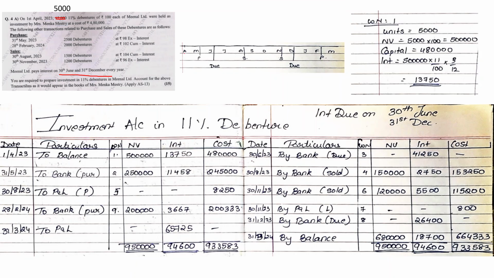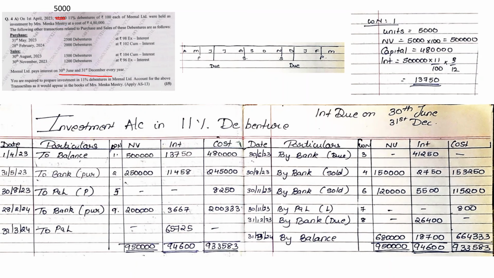So we have made a number line. April, May, June. June is the due date. July, August, September, October, November, December is the due date. There are 2 purchases, 2 sales. So I've written here on 31st May, first purchase. Then 30th August, first sale. November, we have again a sale. And on 28th Feb our second purchase. So this is our number line basically.